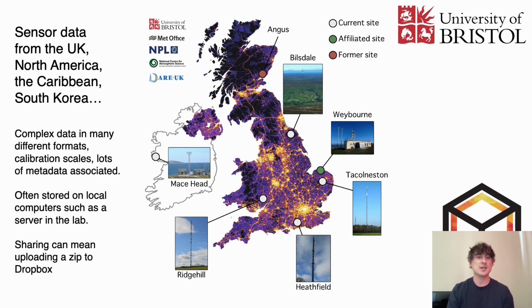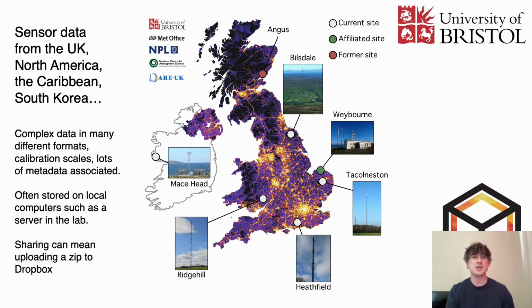And all this data is often in very different formats, different calibration scales, lots of metadata and things attached to it, but it's often stored on servers in the lab that people just have access to within that group, and sharing it between groups can often mean uploading things like a zip file to Dropbox, which isn't great. So we want to build a platform, or we're building a platform, that will facilitate the sharing of this kind of data and performing analysis.